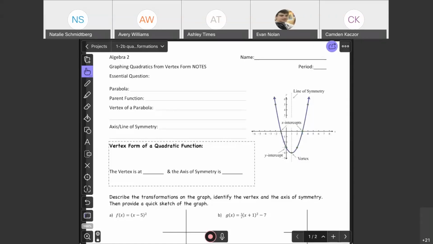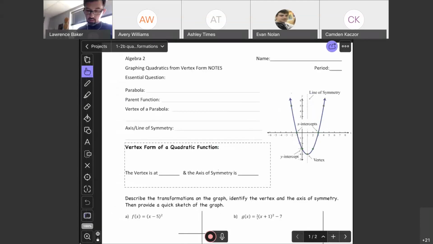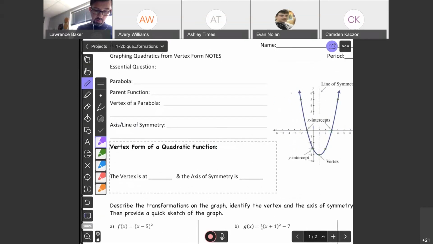Okay, so we're gonna do some definitions here. So what's a parabola? That's the graph of a quadratic function.